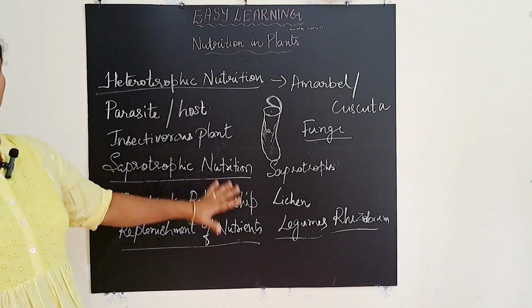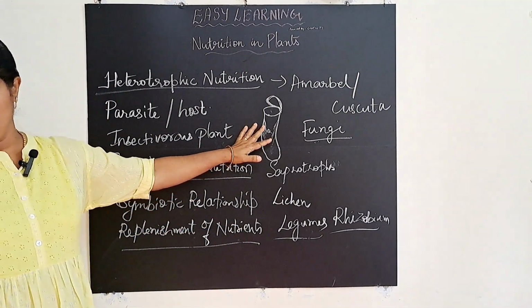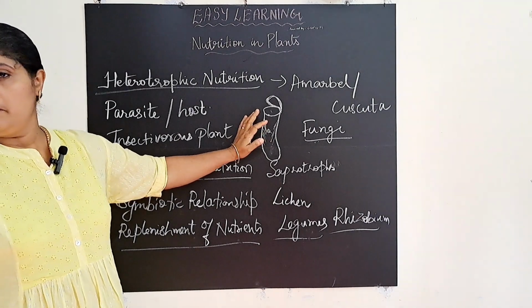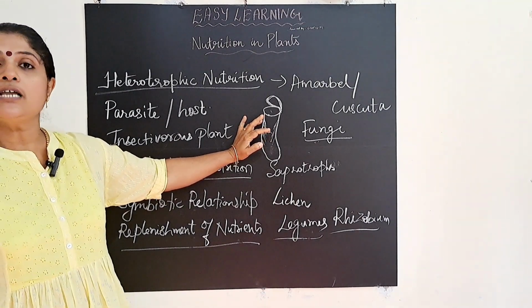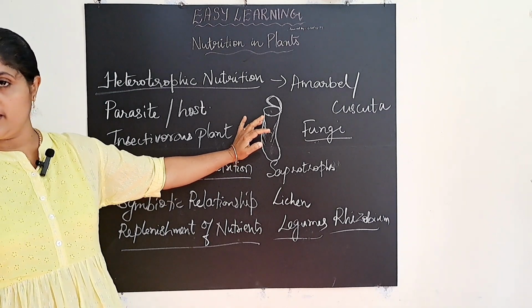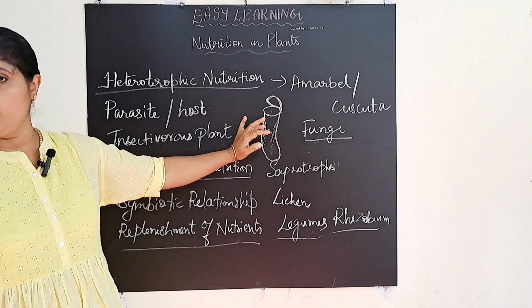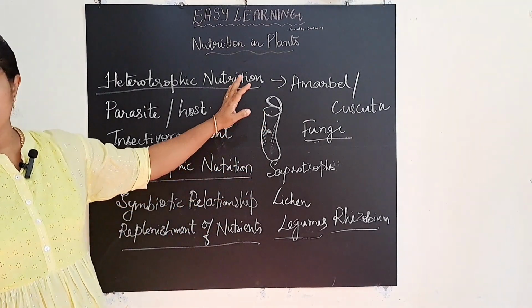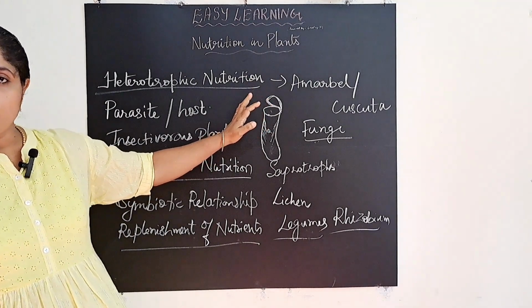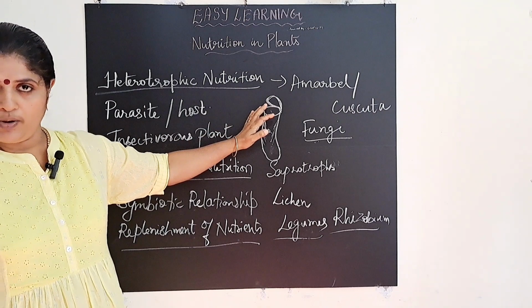So in this chapter, we have learned about the different modes of nutrition. Most of the plants are autotrophic, but there are certain plants which undergo the parasitic mode of nutrition, and other organisms which undergo the heterotrophic mode of nutrition. So the different types of nutrition we have seen are the parasitic mode of nutrition, saprotrophic mode of nutrition, heterotrophic mode of nutrition and autotrophic mode of nutrition.